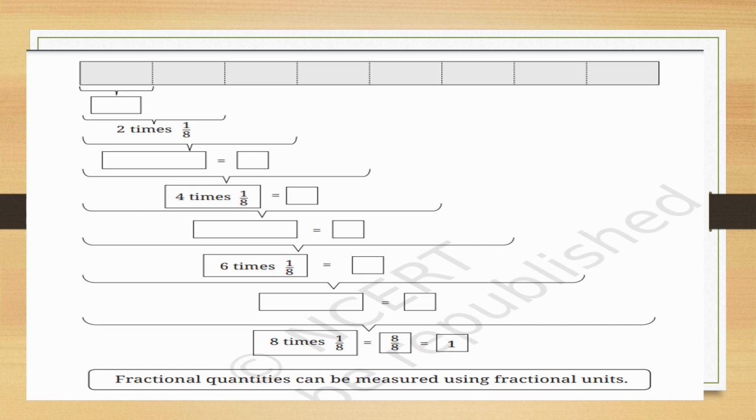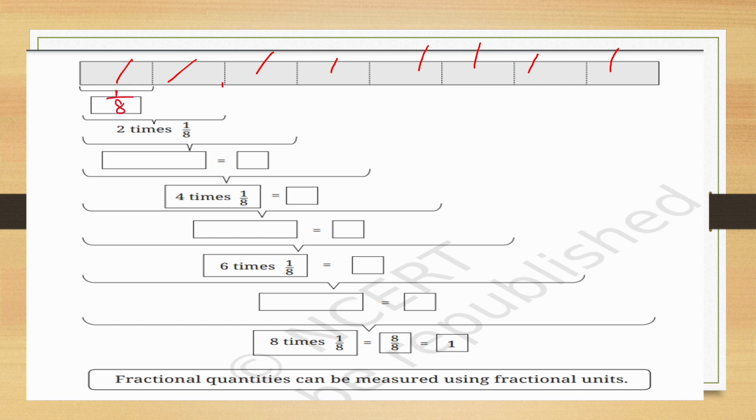See this picture? Here the strip is divided into how many parts? 8 parts. See, 1, 2, 3, 4, 5, 6, 7, 8. So, total 8 parts are there. So, each part is 1 by 8.